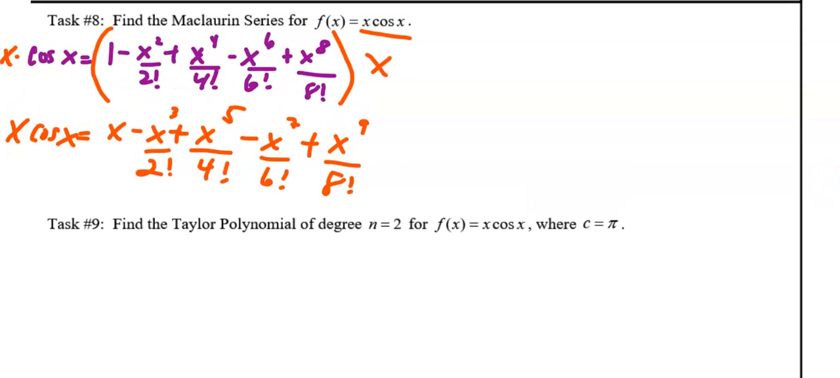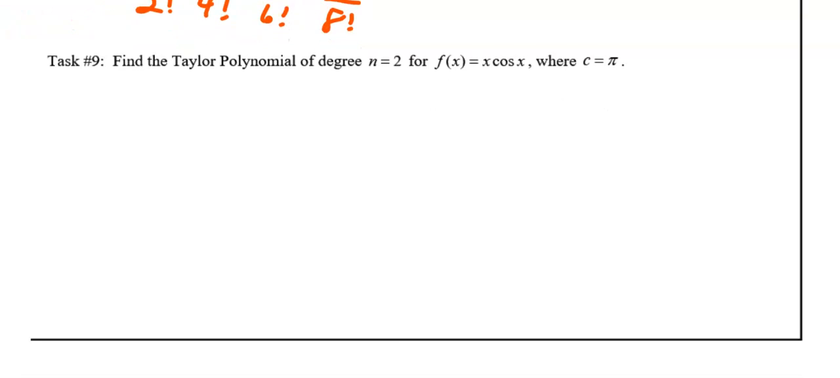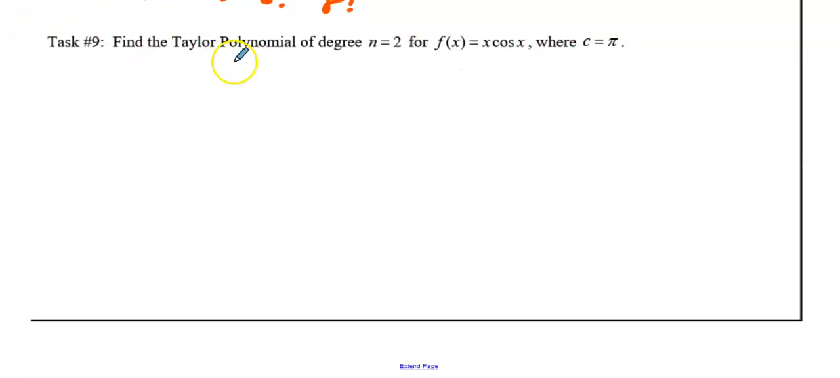So let's move on to this next question. It says find the Taylor polynomial of degree n equals 2 for this function where c is equal to pi. Now, this one is going to be a little bit crazy, but we can do this. I'm asking for a Taylor polynomial of degree n equals 2, so I want my degree to be 2.